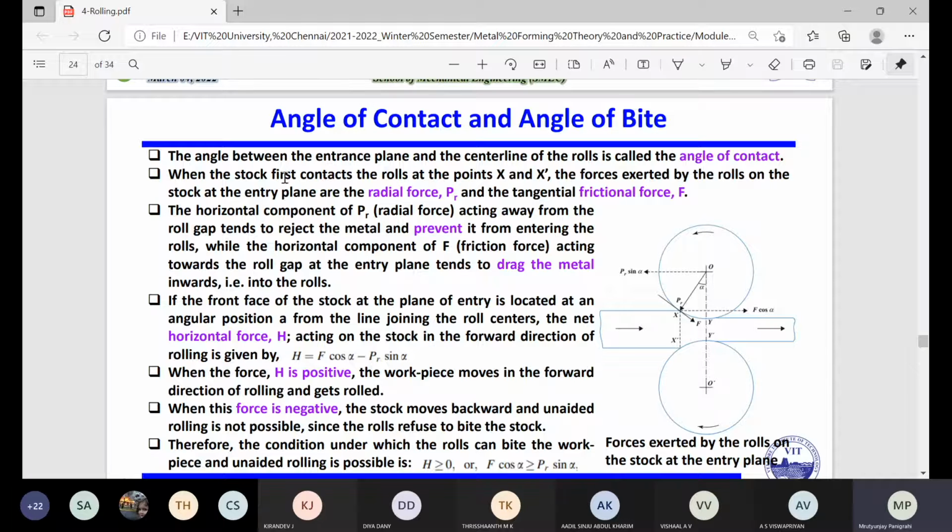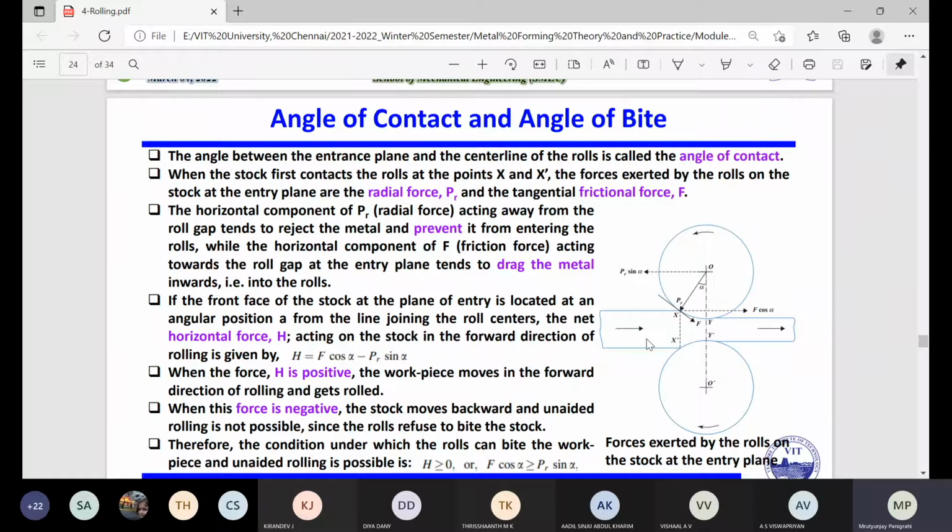Here I mentioned the angle between the entrance plane and the center line of the roll. Whatever angle you find between the entrance plane and the center line, that angle is known as the angle of contact. Here we denote this as alpha. So the angle of contact is the angle between the entrance plane and the center line created by the roll, known as alpha.